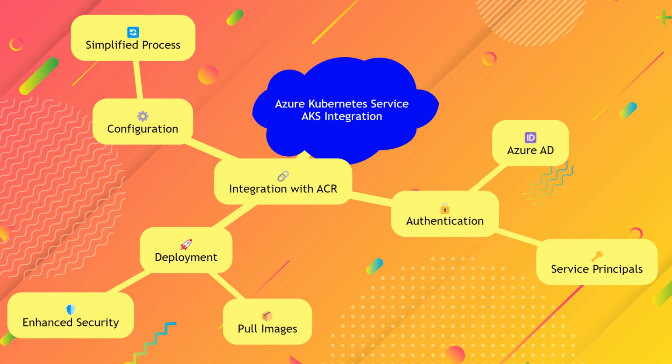Azure Kubernetes Service, AKS, can seamlessly integrate with ACR to deploy containerized applications. You can configure AKS to authenticate with ACR using Azure AD or service principals. This allows AKS to pull images from your private registry and deploy them in your Kubernetes clusters. This integration simplifies the deployment process and enhances security.